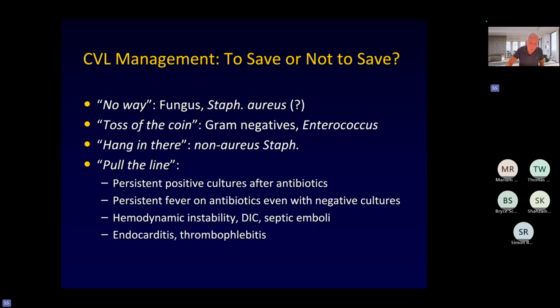So when should you pull the line? If there are persistent positive cultures after antibiotics, persistent fever on antibiotics, even with negative cultures, the patient is hemodynamically unstable, evidence of DIC or embolic phenomena, and of course, any peripheral involvement, such as thrombophlebitis or endocarditis. This is just a guide for you to be aware of, and you have to, again, manage each patient individually.